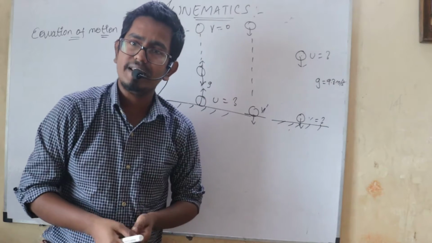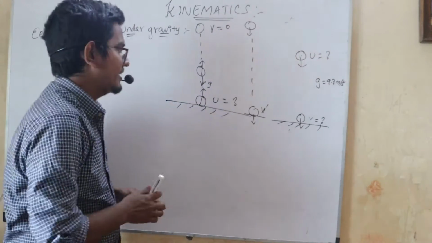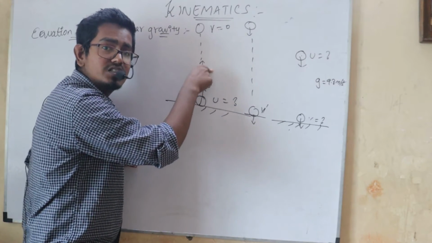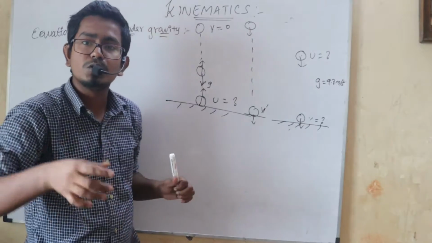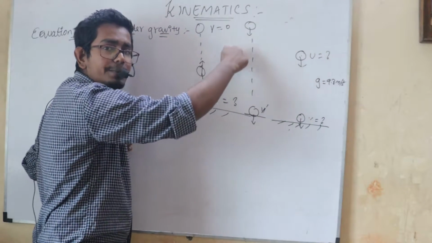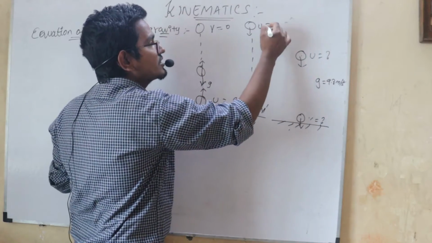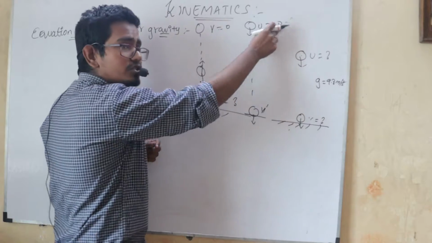As the force is in the downward direction, my acceleration due to gravity is also in the downward direction, due to which the ball is losing its velocity, and at a certain point the velocity is going to be 0, where the ball stops for a while, and then afterward it will come down. So it starts with initial velocity 0, as here v is 0, that means the initial velocity of this ball is going to be 0.